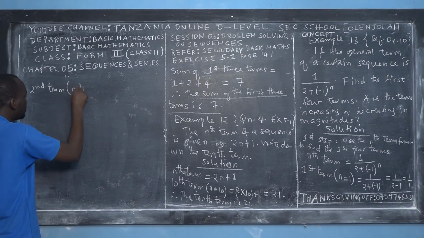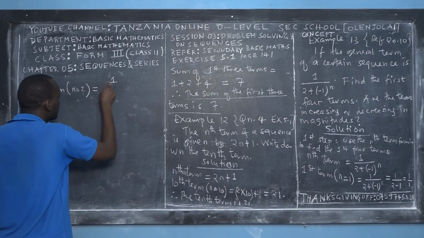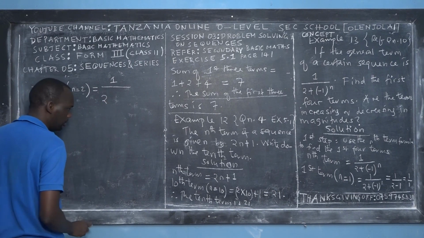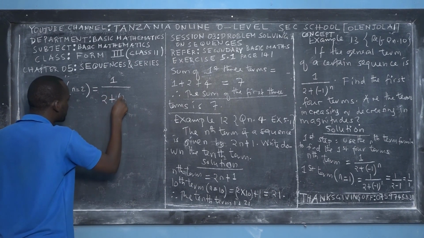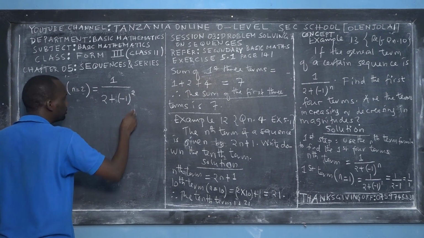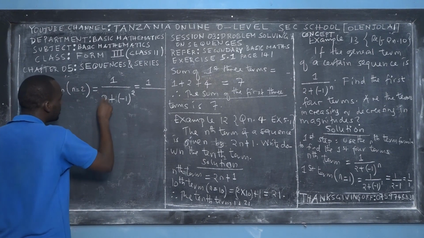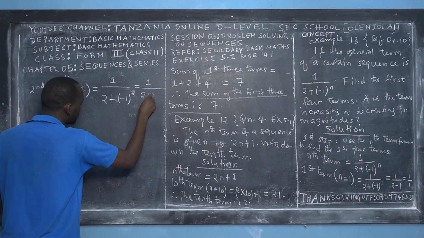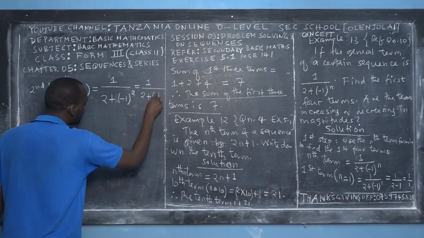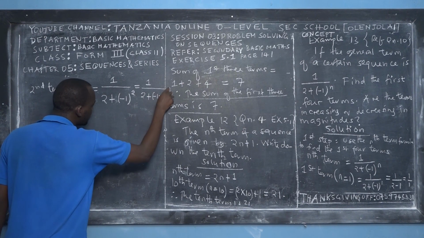So when n is equal to 2, the nth term is 1 divided by 2 plus -1 power 2. So with this operation, we have 1 over 2 plus what? -1 times -1.